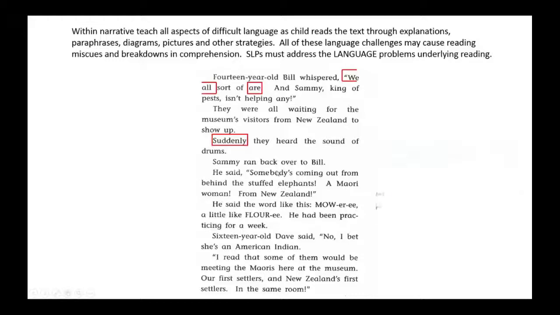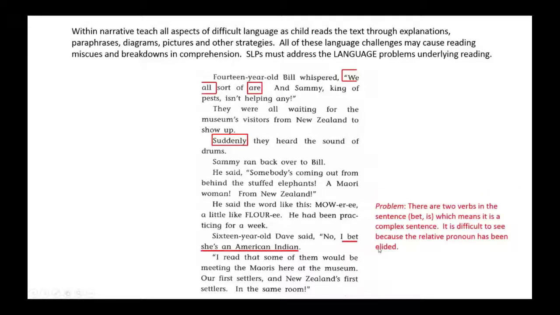Okay, another example of complexity. "Then he said, somebody's coming out from behind the stuffed elephants, a Maori woman from New Zealand." He said the word like this, Maori, a little like flowery. A couple of modules ago, we talked about the use of phonic faces for making that phonetic to phonic connection. So this is an example when you could pull out the phonic faces and help the kids visually see the patterns of phonology.